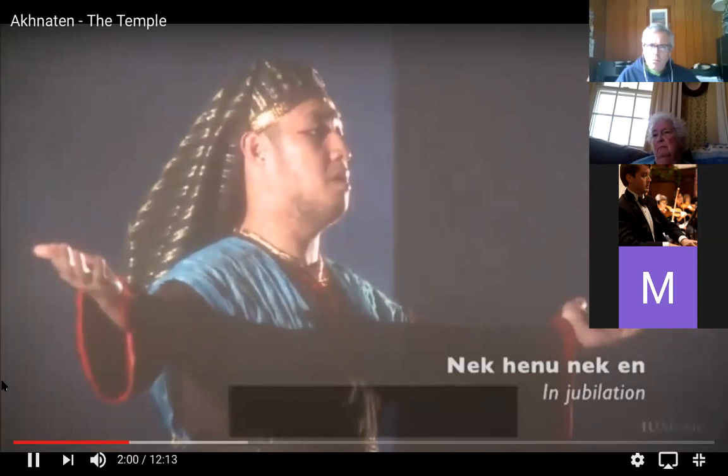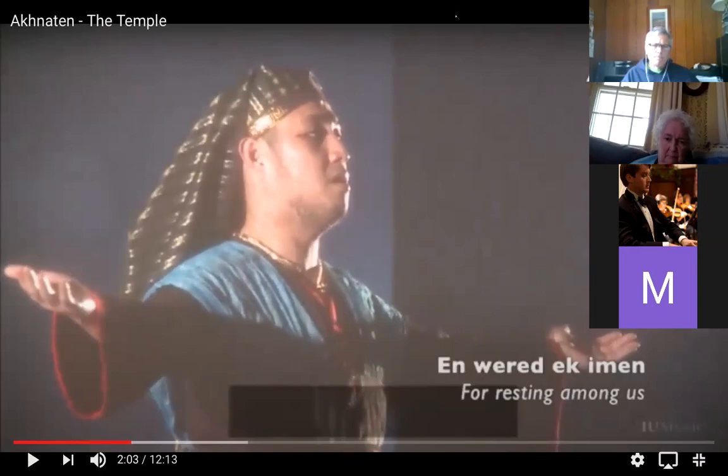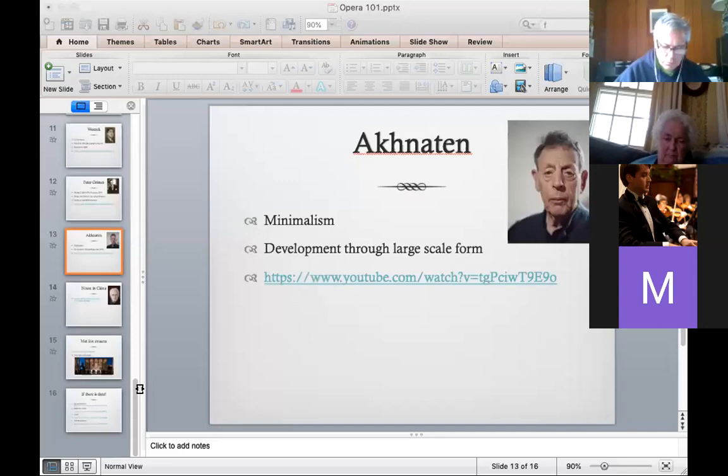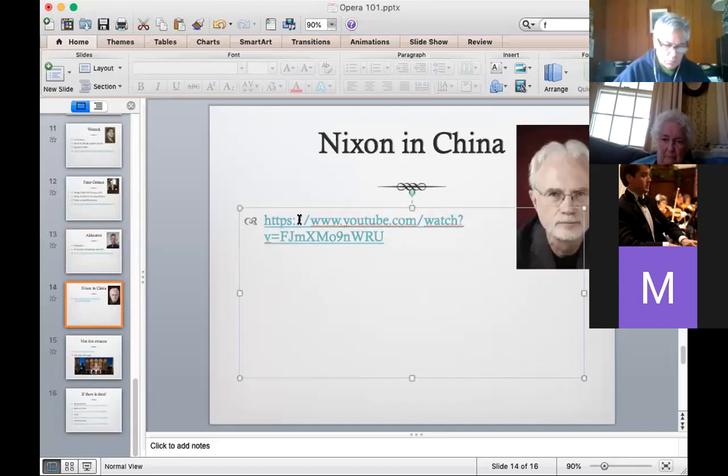Let's pause right there so I can show you a little bit of Nixon in China. But basically, on a surface level, that is not very complicated, because the harmony stays relatively the same. But below the surface level, it's actually incredibly complicated, because there are so many rhythmic things going on at once that it gets quite complicated. Let's just look a little bit at another minimalist opera, Nixon in China by John Adams.